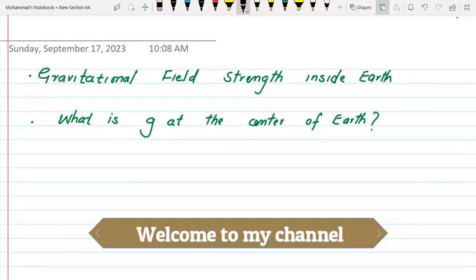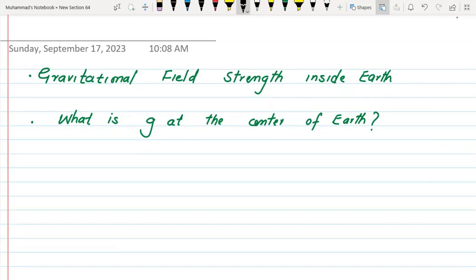Today in this video, I will explain a very important concept: how does gravitational field strength vary inside the earth? Okay. So what is g at the center of earth? After watching this video, you will be able to understand that the variation of g inside any planet, or earth, is not similar to the variation of g outside the planet.